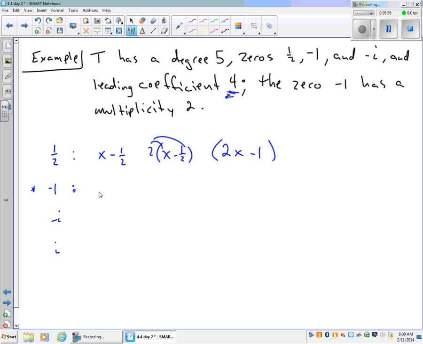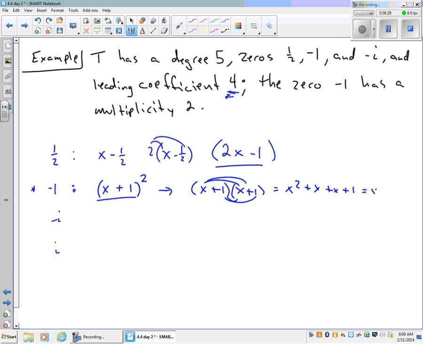For -1, that's going to be x minus a negative, so plus 1. And again, we're going to square that. So 2x minus 1, x plus 1 squared. And if I want to square that, I have to remember that's x plus 1 times x plus 1. And I need to FOIL, and I get x squared plus x plus another x, and then 1 times 1 is 1. So I get x squared plus 2x plus 1. And that is done for that part.